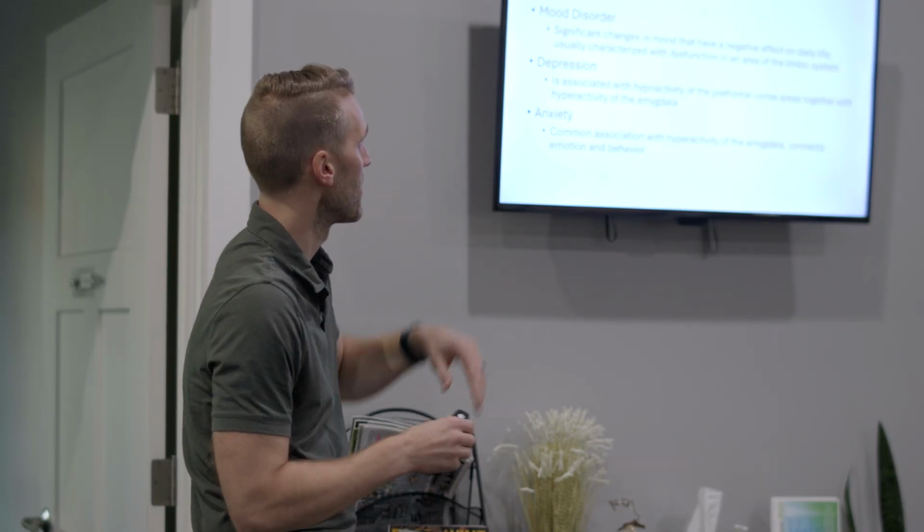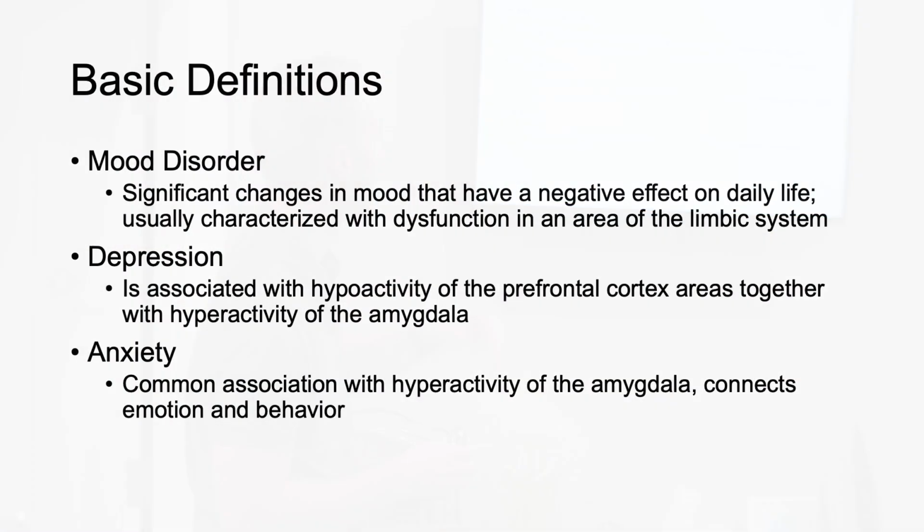But let's first talk about mood disorders. And essentially a definition of this is significant changes in mood that will have a negative effect on daily life, usually characterized with dysfunction in the area of the limbic system. And this is some of those areas I mentioned that were kind of deeper inside the brain. We don't see them from the outside, deeper within the brain. And there's some different structures we'll talk about here in a moment.